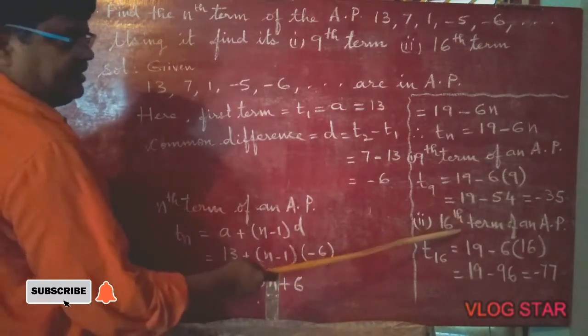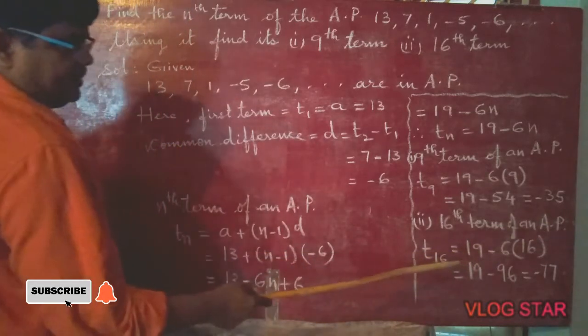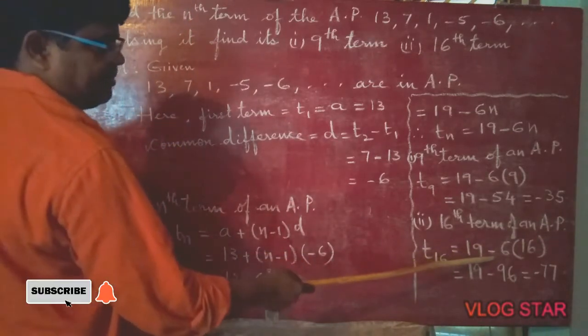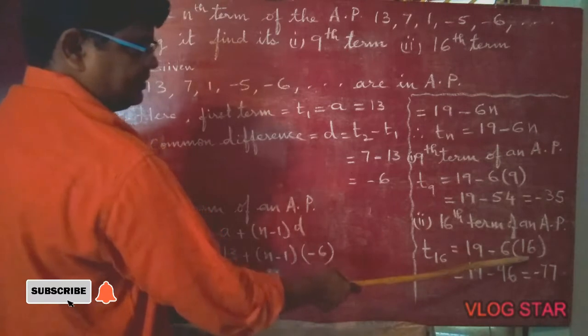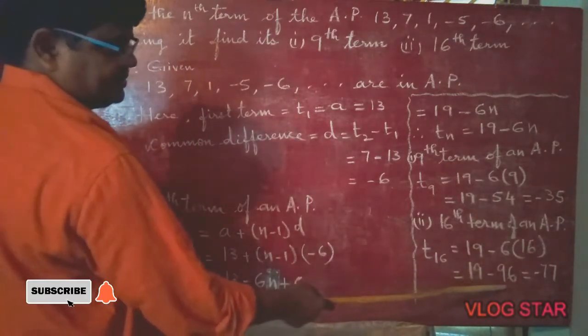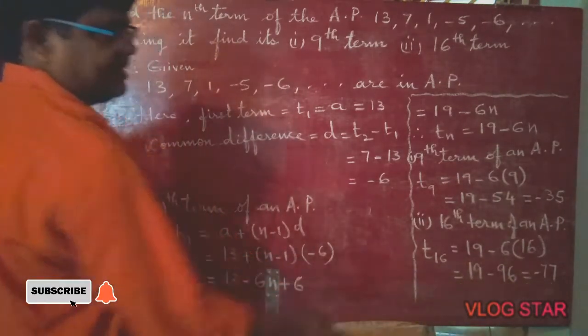Second bit. 16th term of the AP. That is equal to 19 minus 6 into 16. 19 minus 96 is minus 77.